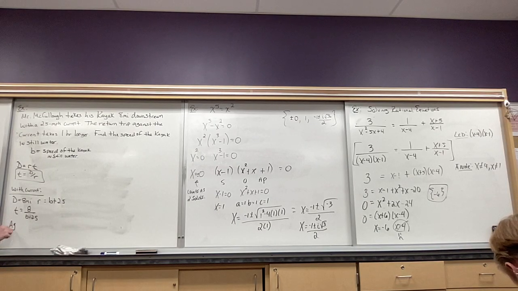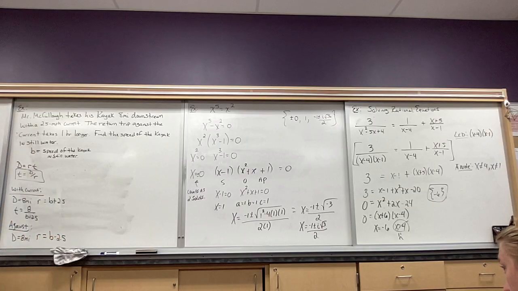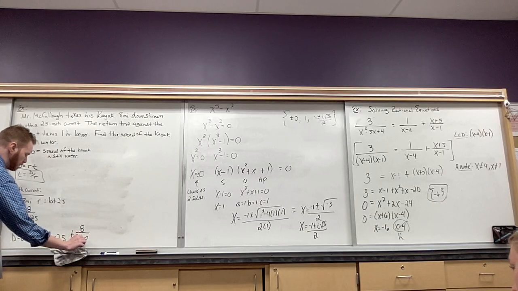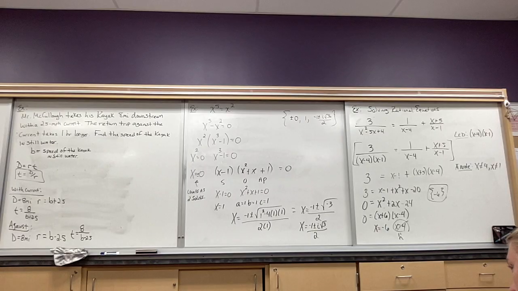Against the current, okay? The distance is still 8 miles. But my rate changes, right? If I'm against the current, well, that 2.5 that I was experiencing is now against me, right? So it's my speed minus the current speed, which is 2.5. Okay, so that's a little bit different. But my time, I'm still going to divide the two. So it'd be 8 divided by b minus 2.5. Okay?